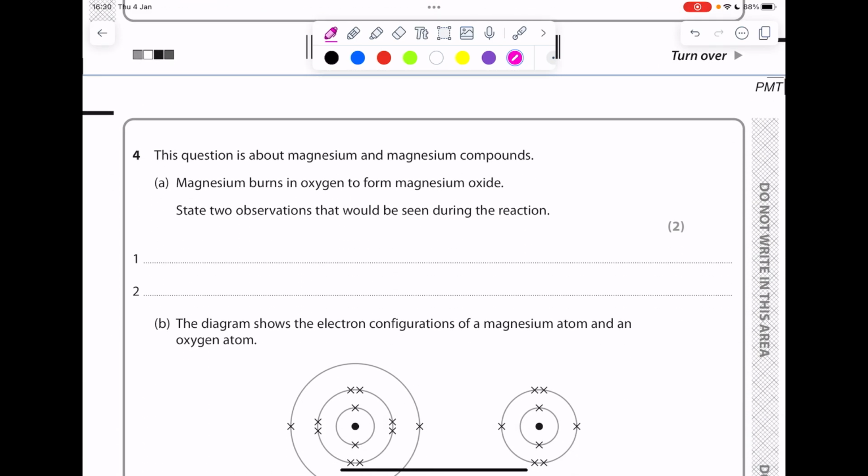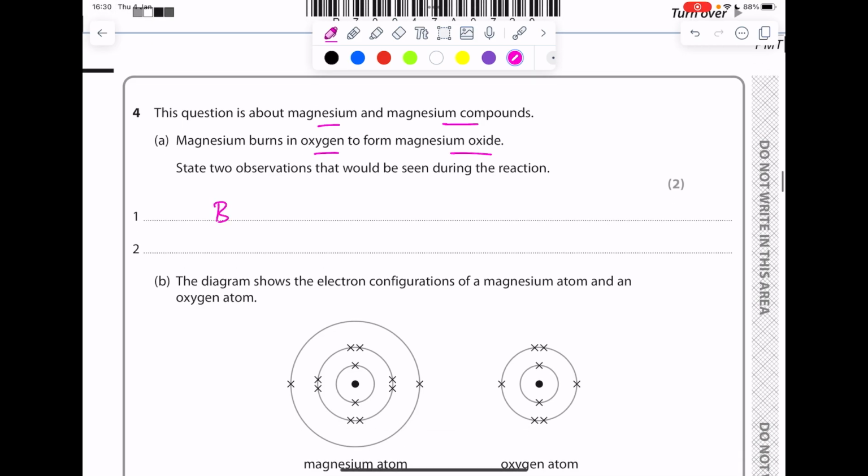Question 4. This question is about magnesium compounds. Magnesium burns in oxygen to form magnesium oxide. State 2 observations. You get a bright white light seen, and then left over you have a white solid.